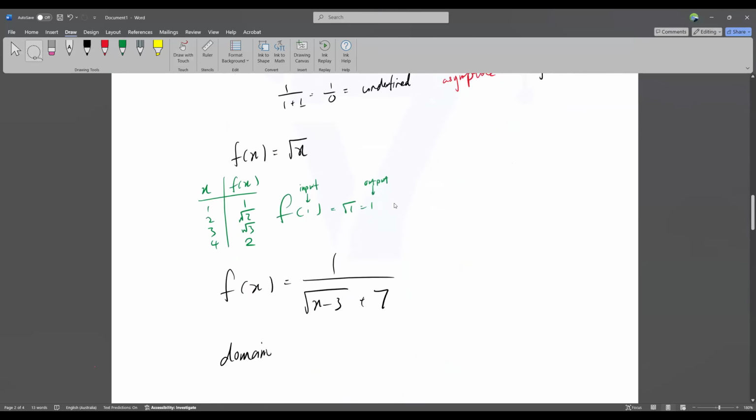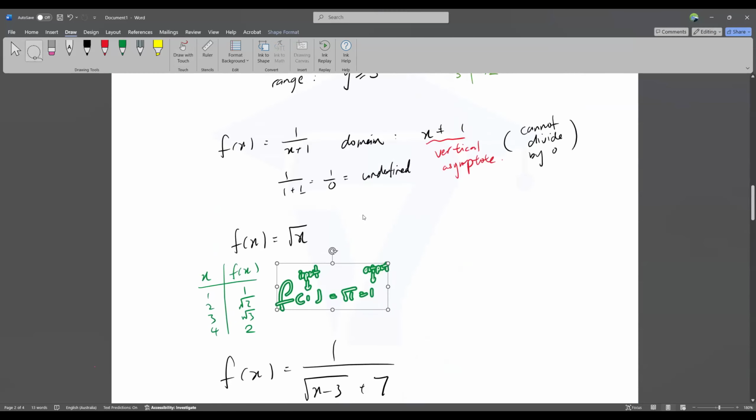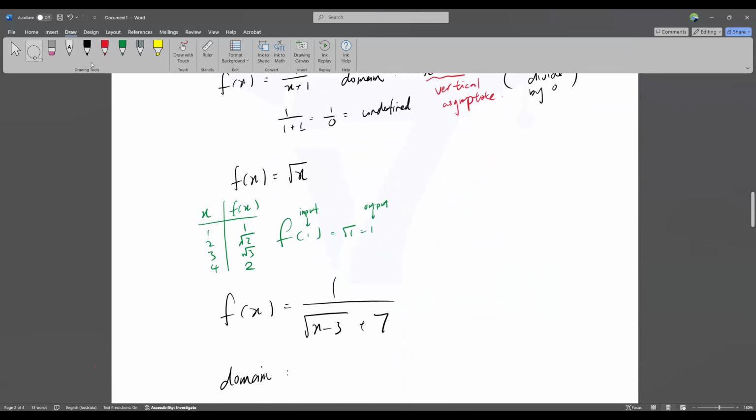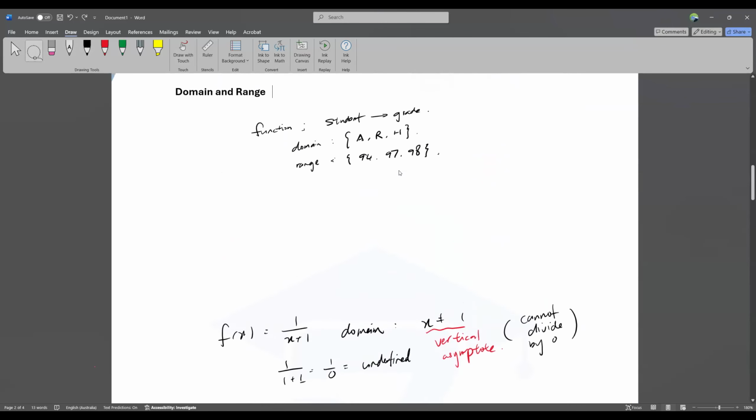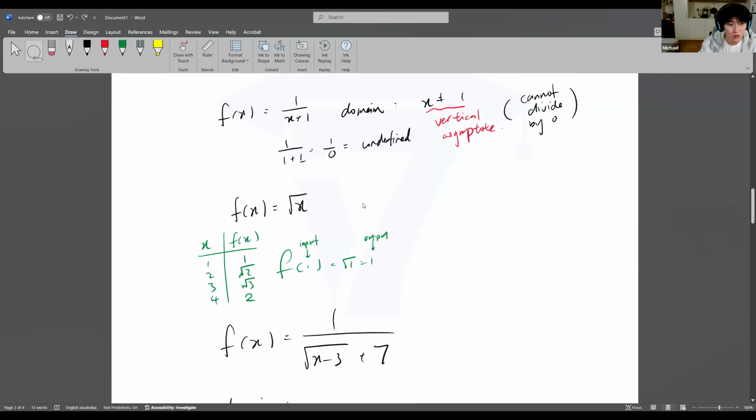Wait, Michael. Yes. Or if open brackets, is that like a 1? Where, in the green? Where you put input. Oh, it's 1. It's 1, 2, 3, 4. Yeah.